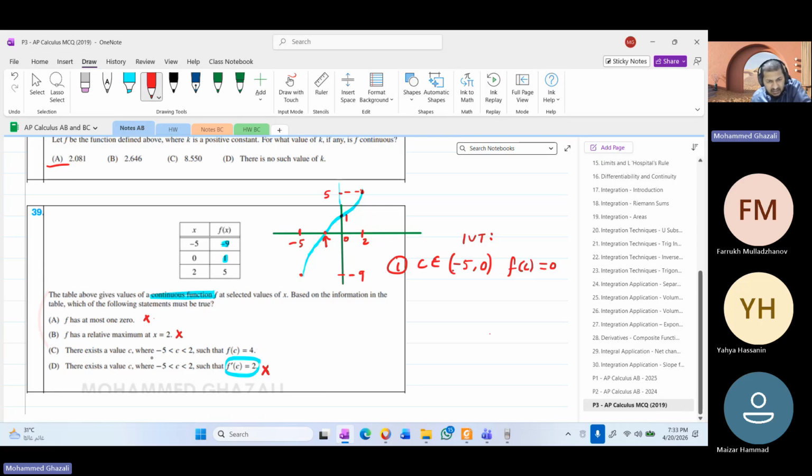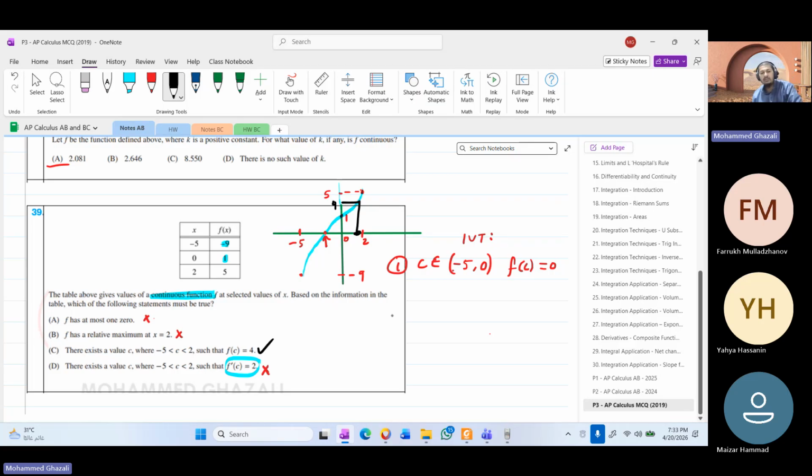There exists a value of c between -5 and 2. They're taking the entire interval between -5 and 2, such that f of c is equal to 4. Is f of c equal to 4? Yes, there might be a value somewhere around there, because it's a continuous function, and between -5 and 2 the value can be 4. So that statement is true.